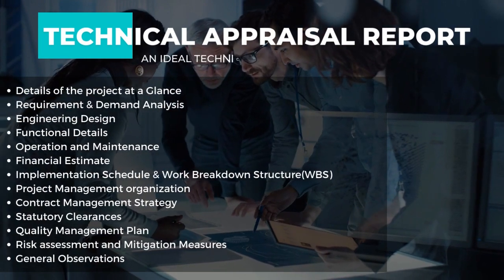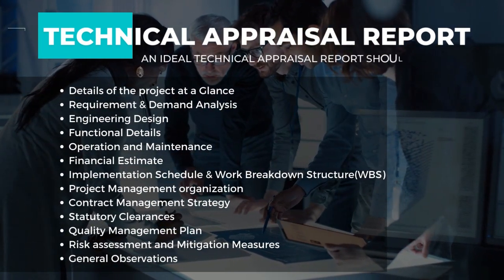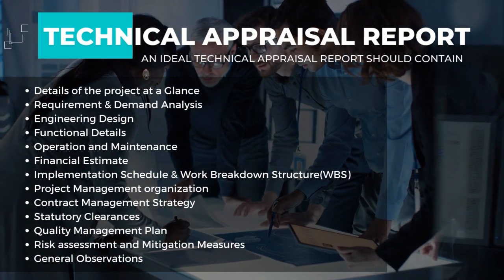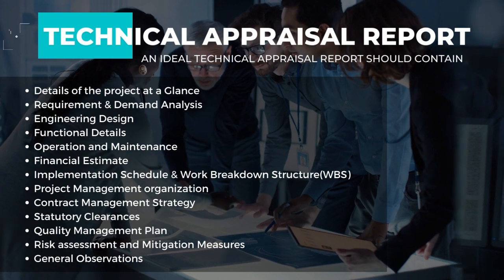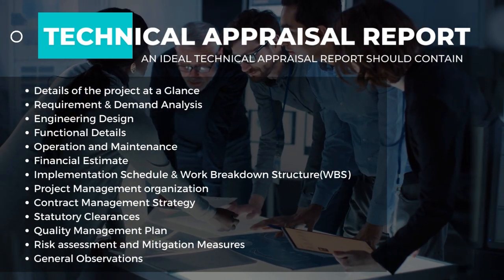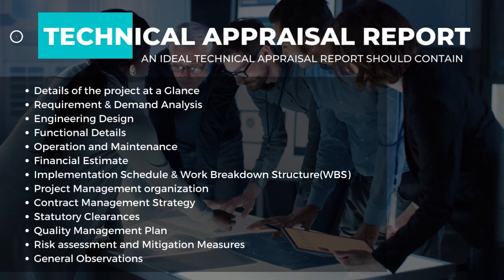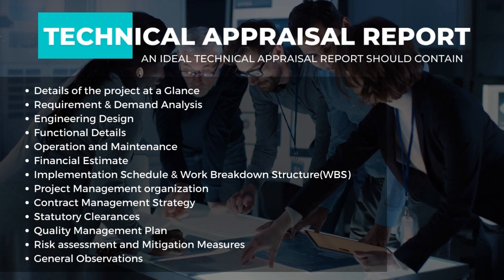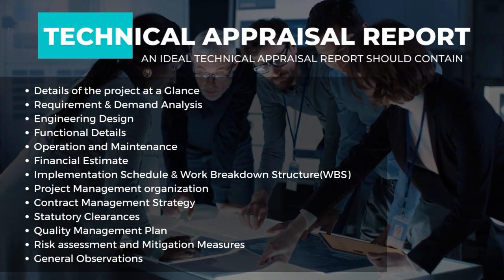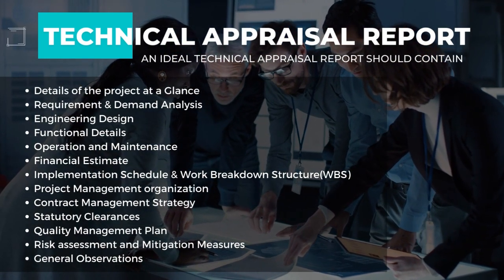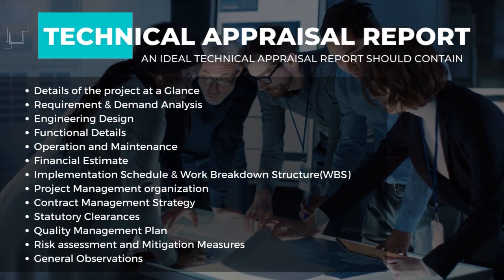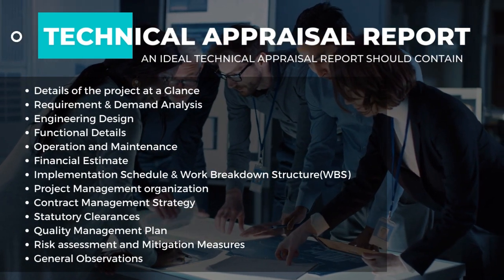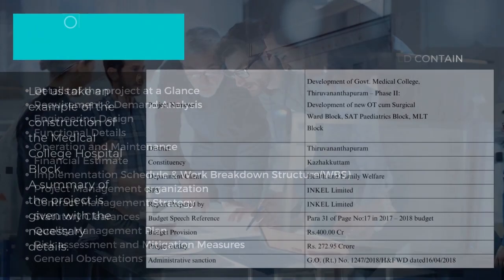Technical appraisal report. An ideal technical appraisal report should contain details of the project at a glance, requirement and demand analysis, engineering design, functional details, operation and maintenance, financial estimate, implementation schedule and work breakdown structure, project management organization, contract management strategy, statutory clearances, quality management plan, risk assessment and mitigation measures, general observations.